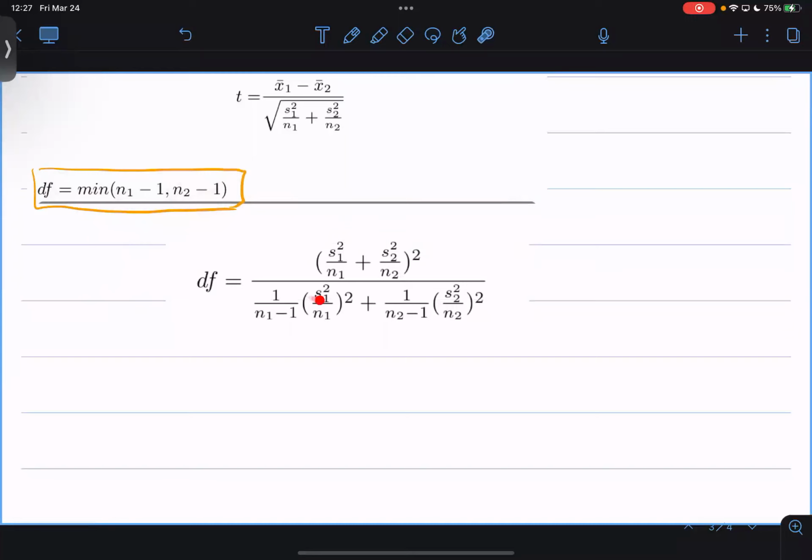So software does this, right? They can do that. We're just going to take a more conservative approach, which is just the smaller sample size minus one. Okay, and so that's what I want to highlight here. Software does this calculation, but when doing stuff by hand, like we do on the quiz and on the final exam, you're just going to use the smaller sample size minus one.